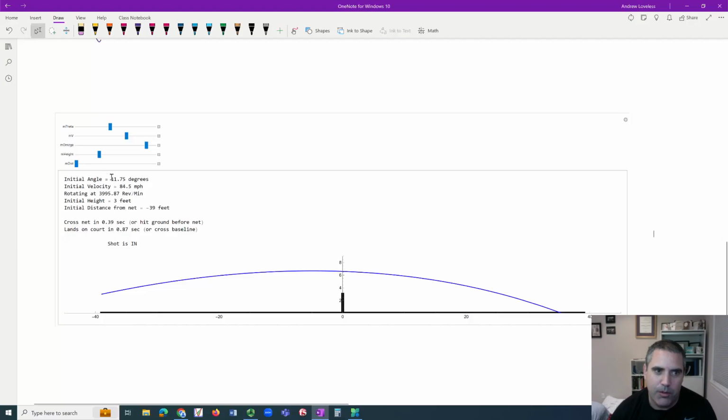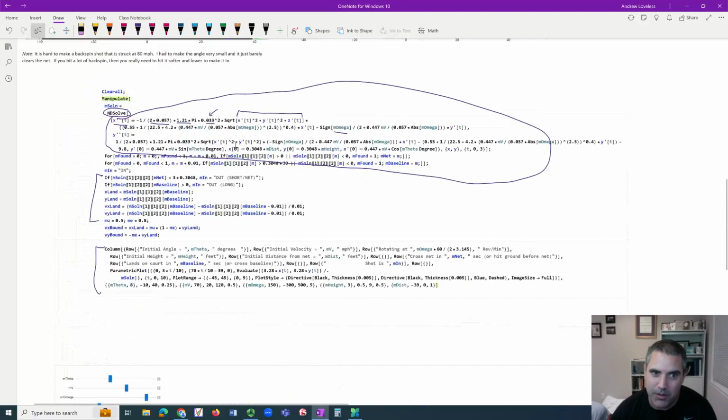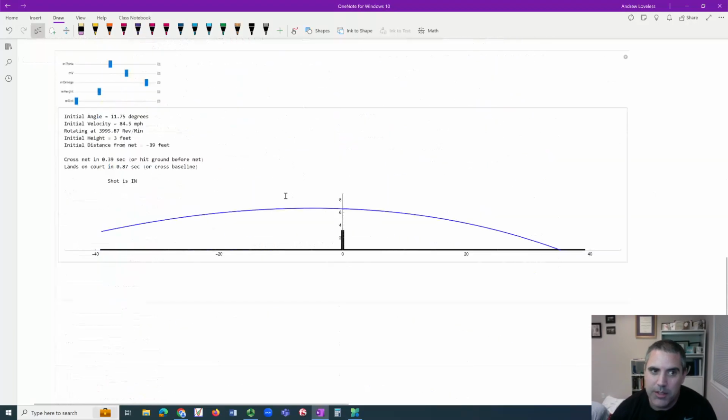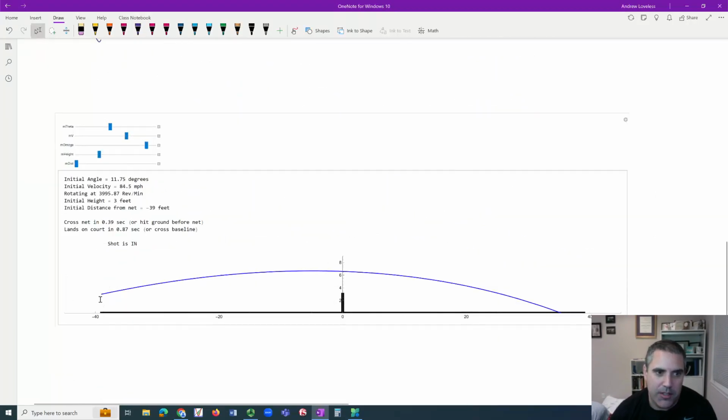But there's an example. I do have this. I would love a student to make a better version of it. I can give you the code. I just need someone that's better at coding that can make this run quickly. But there it is. The initial height is 3.